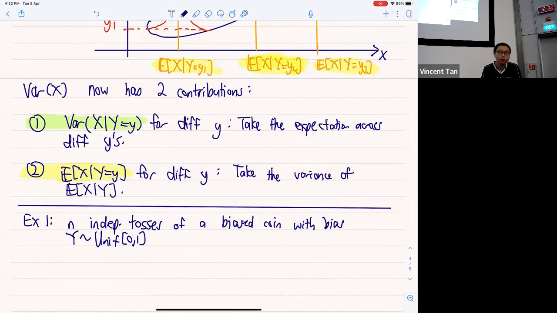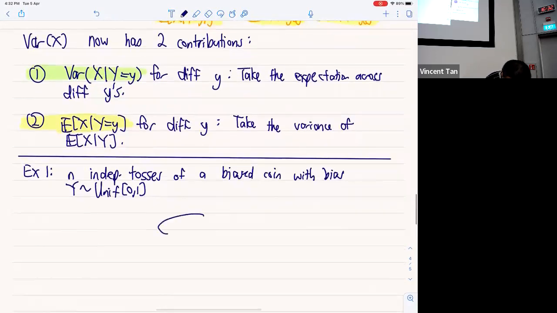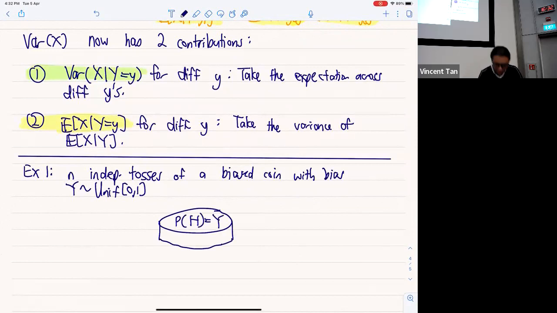Okay? So one more time. All right, we have a certain coin. This is meant to be a circle. The probability of heads is a random variable y. The probability of heads is a particular random variable. There are two layers of randomness now.